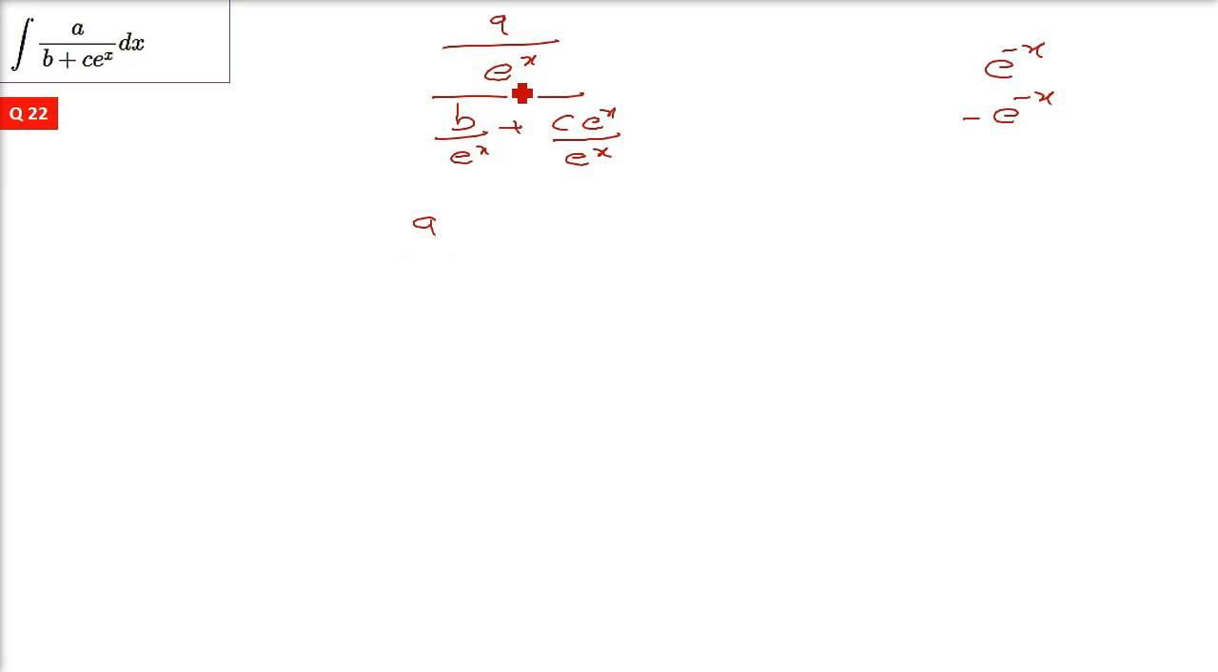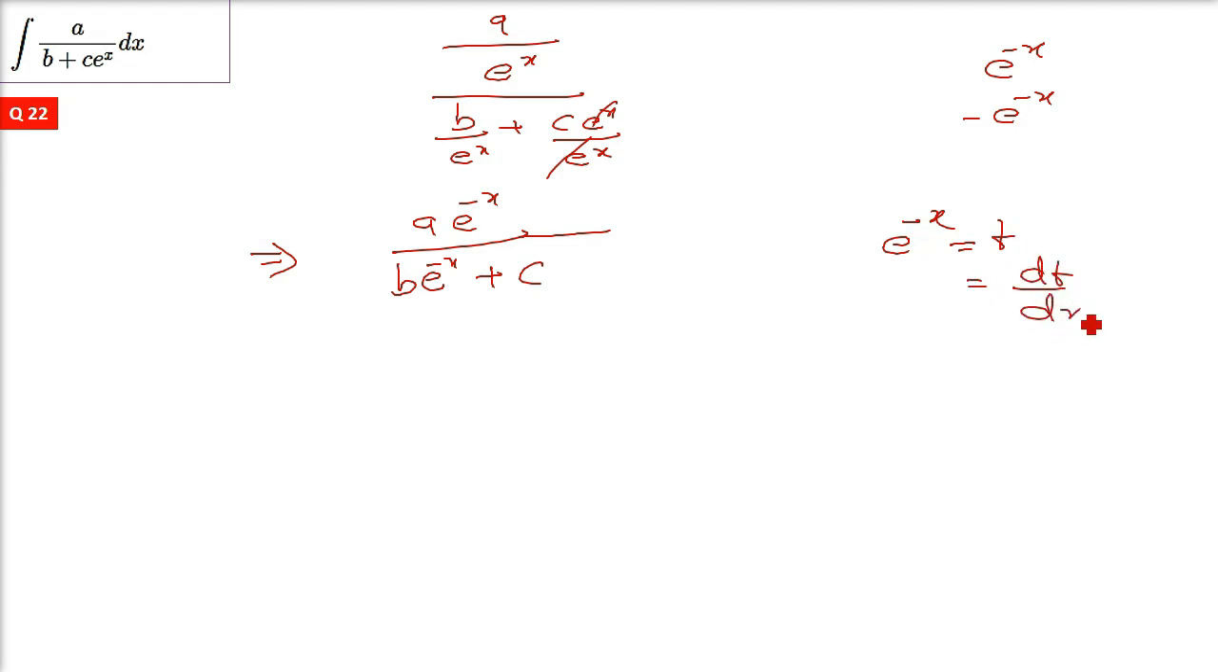E raised x goes up, and in the numerator it will be e raised minus x. In the denominator, b e raised x goes up, it will be b e raised minus x, then you have c, and you can just cancel these out, so only c will remain. So what do you get here? When you take e raised minus x as t, dt by dx will be e raised minus x, and the differentiation of negative x will be negative 1.